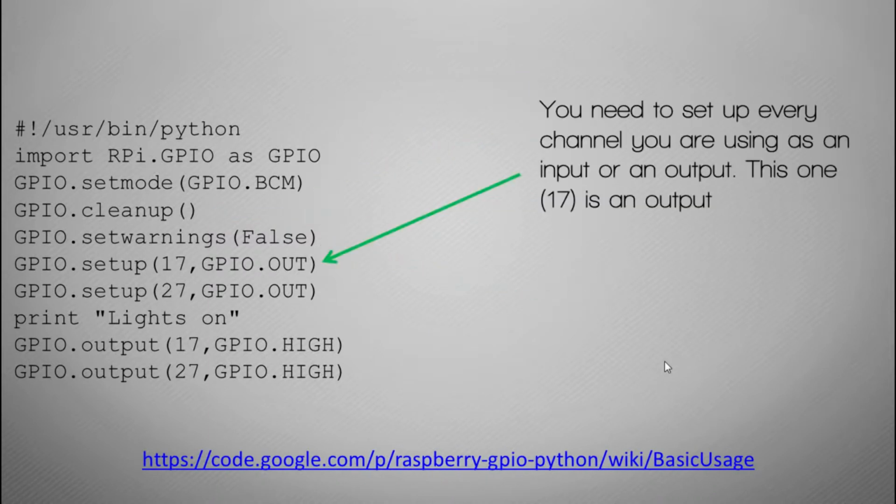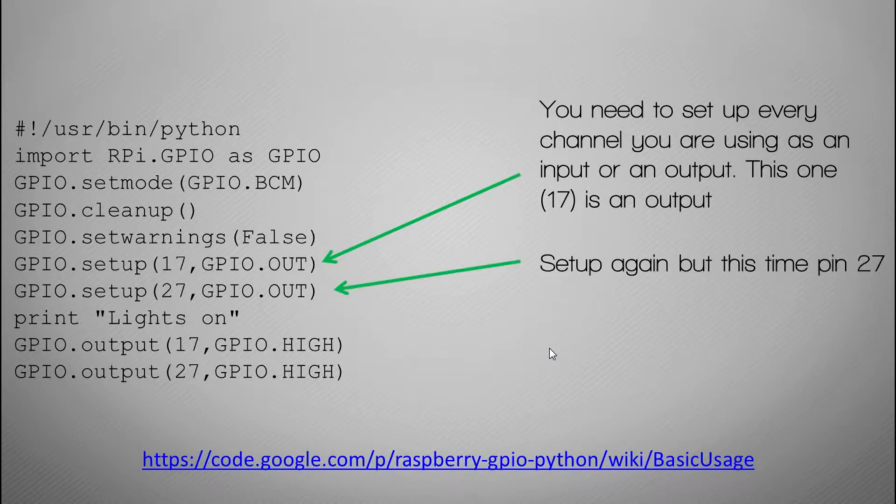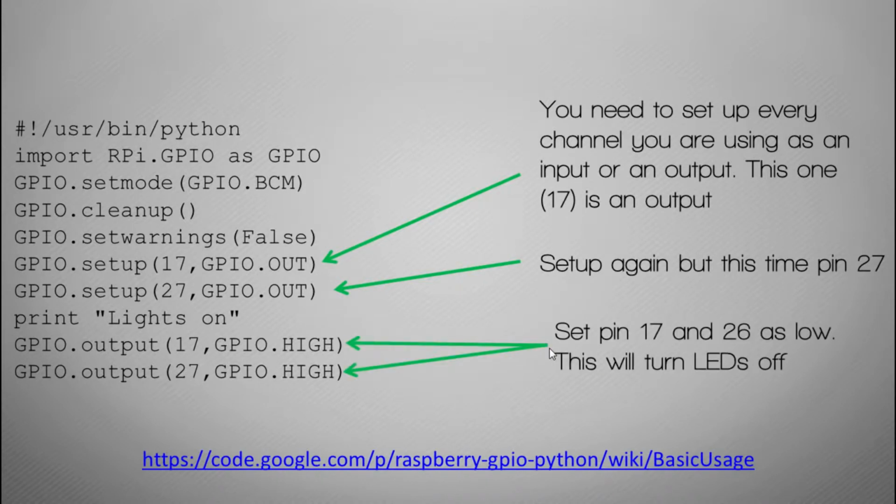Now we're going to set the channel to output, so you need to set everything that you're using to input or output. Pin 17, which we were looking at a moment ago, is set to output, meaning we're going to actually output a voltage. I'm also going to do pin 27, which was the other pin that we've connected. Then we're going to print to the screen "lights on". And then we're going to set GPIO pins 17 and 27 to high, which will output that voltage and turn the LEDs on.